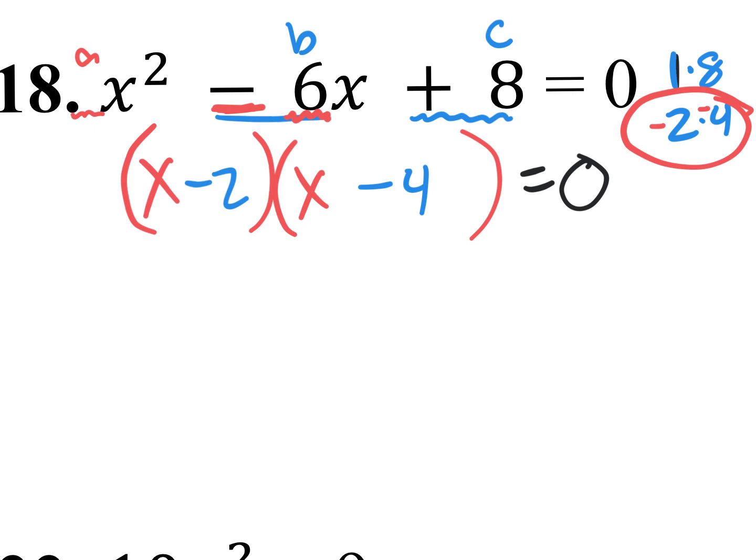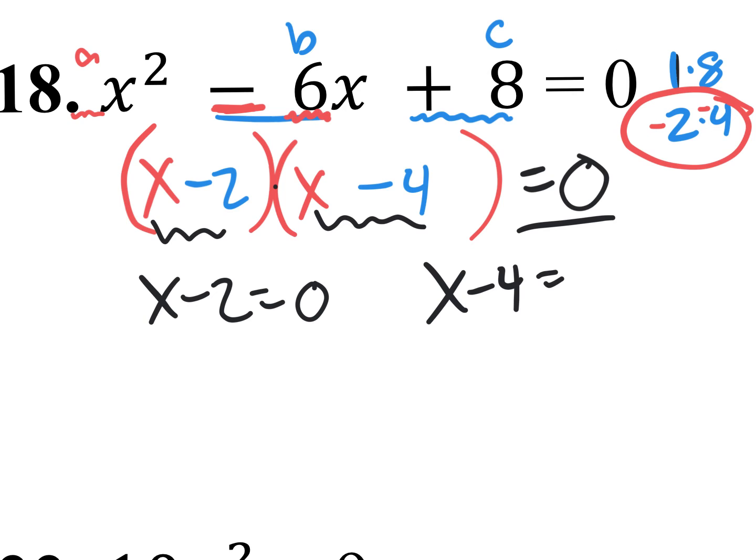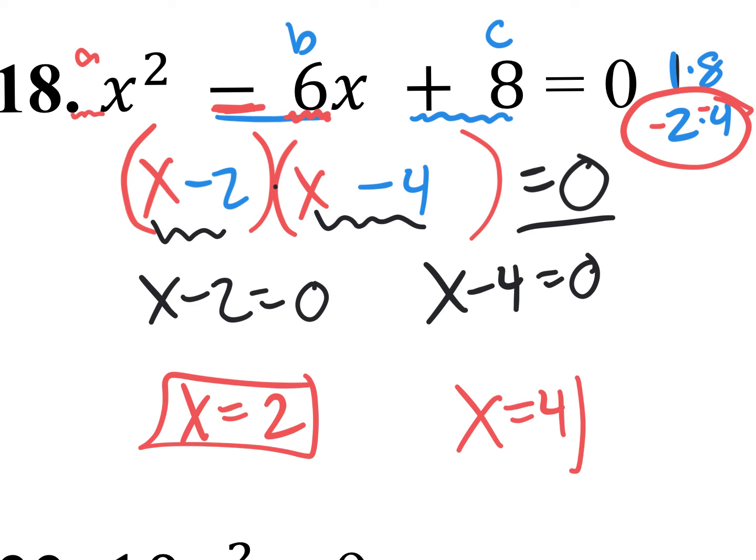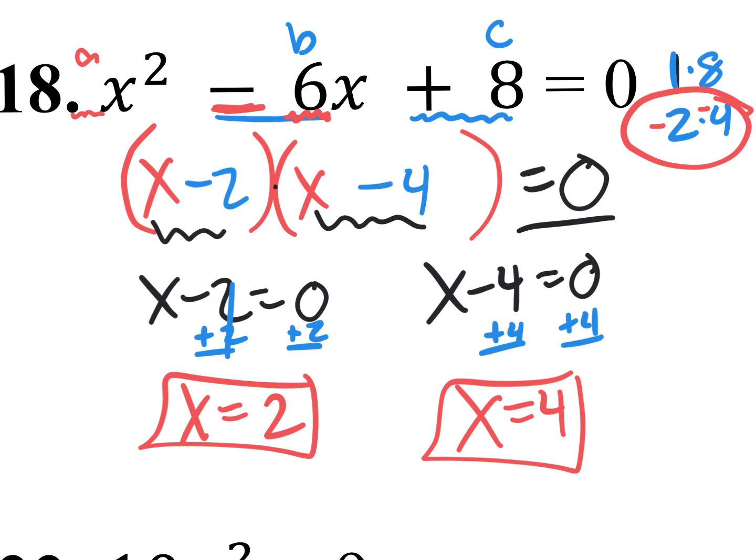But now that it's in factored form, now that we have something times something equals 0, we could split them and solve each of those easy equations. So something times something equals 0. That first something could be 0, and the second something could be 0. Solving both of those, you're going to get your two answers. X equals positive 2, x equals positive 4. And I didn't show my work again, I'm sorry. Plus 2, plus 2, plus 4, plus 4.